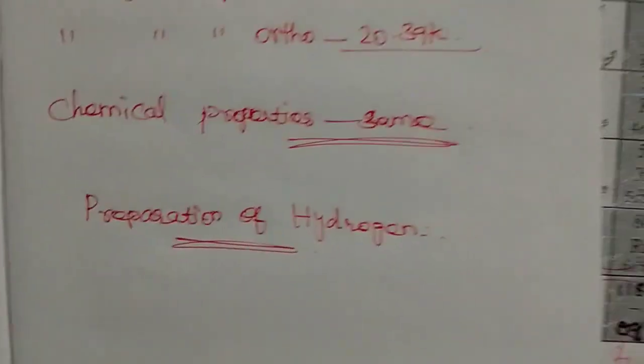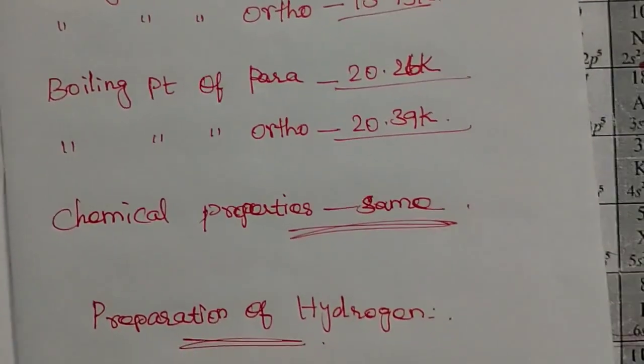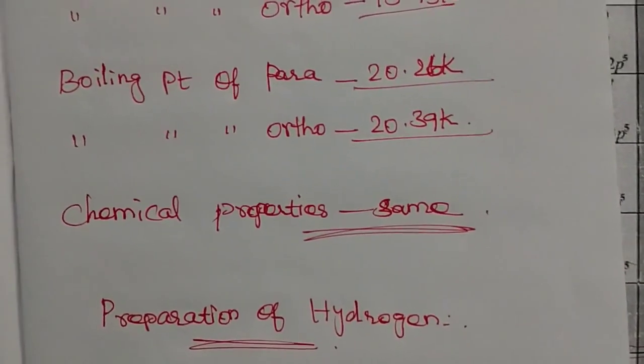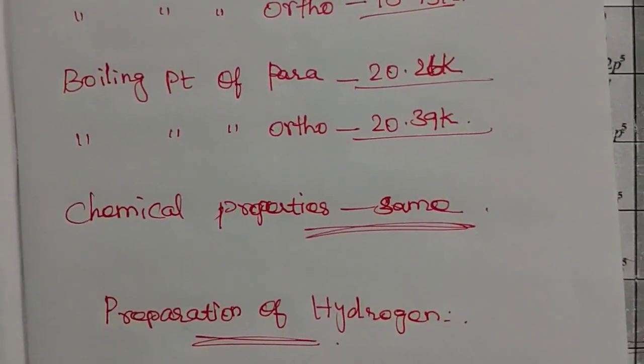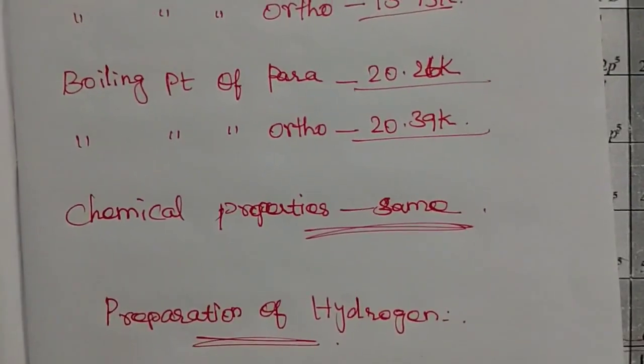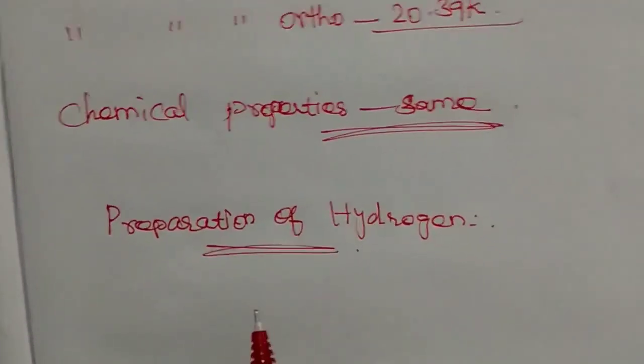The nuclear spins are in opposite directions, that's why the magnetic moment of para hydrogen is 0, but in ortho hydrogen the nuclear spins are in the same direction, so the magnetic moment of ortho hydrogen is twice that of the proton. Next topic is preparation of hydrogen.